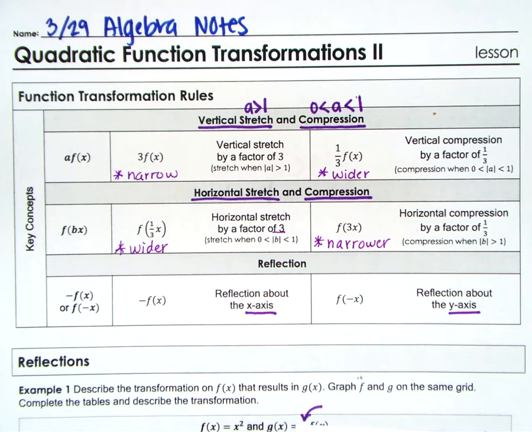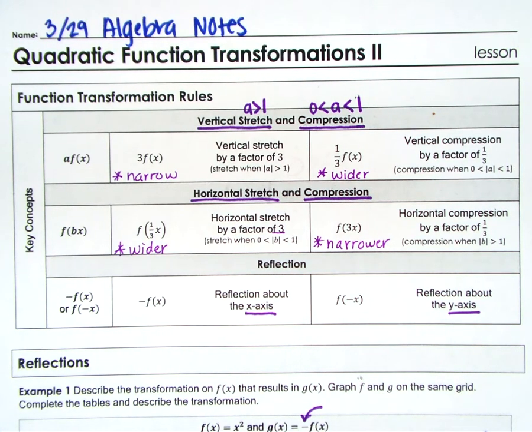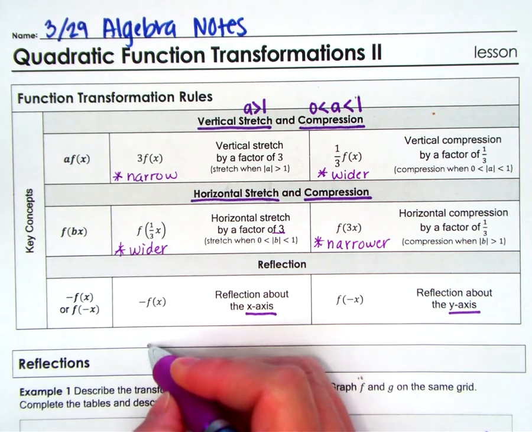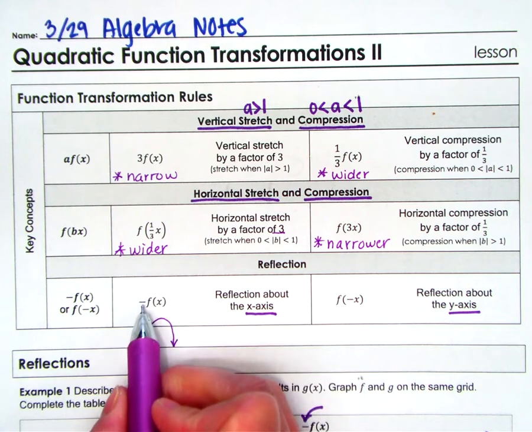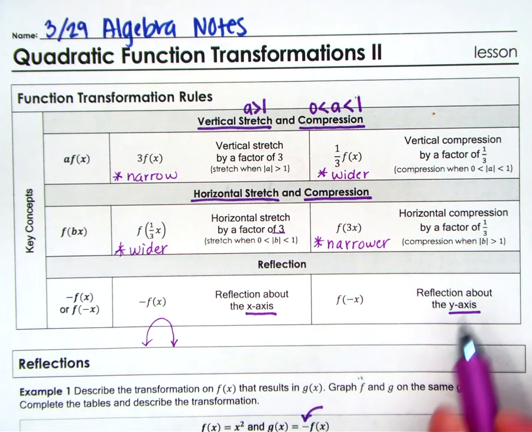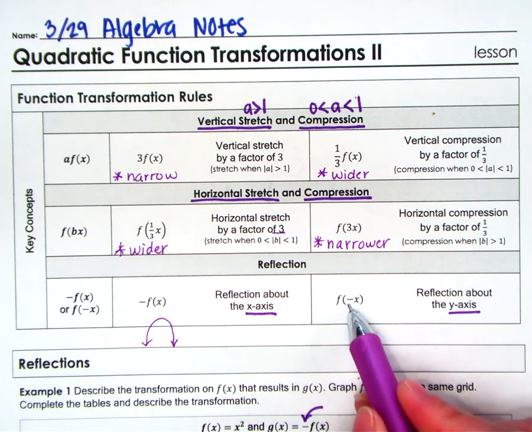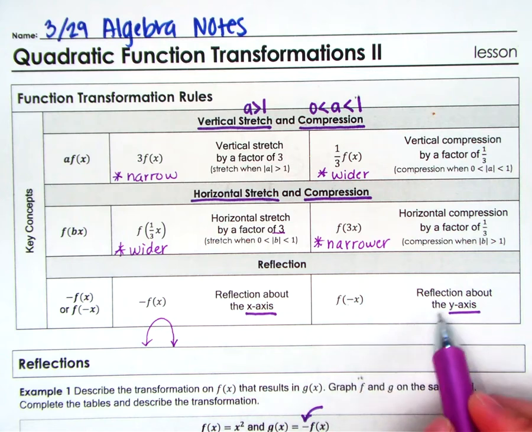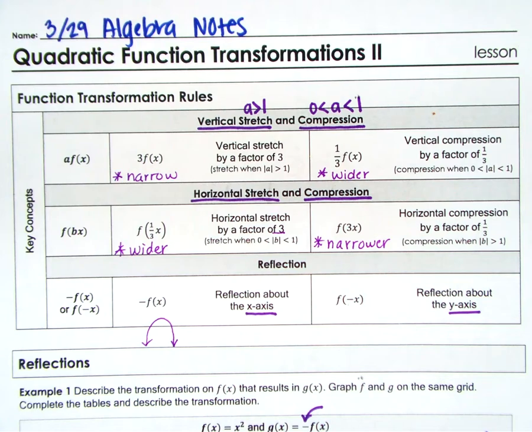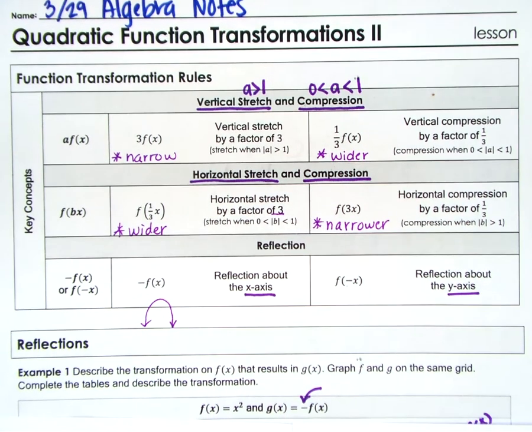When you look at reflection about the x-axis, it will literally flip it over the x-axis, so it will go facing down, and so you're going to see the negative on the outside of the function. When it's reflection about the y-axis, it's a negative in front of the x, but this is tricky because your graph will stay exactly the same. So let's go ahead and look at a few examples of what that's going to look like.